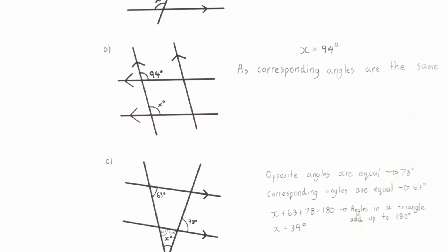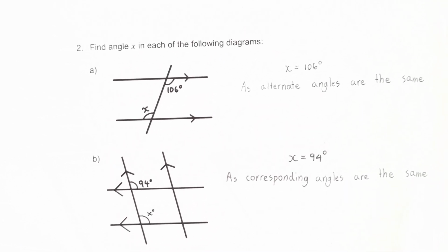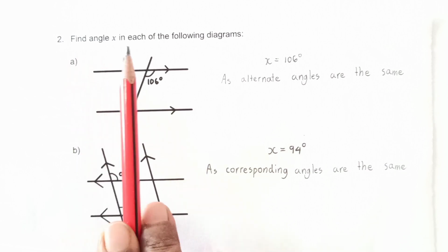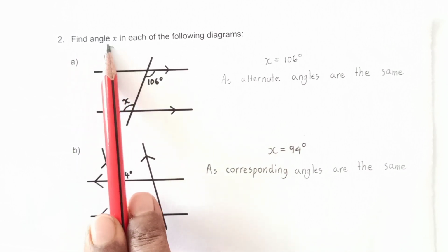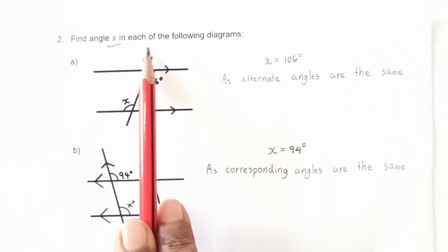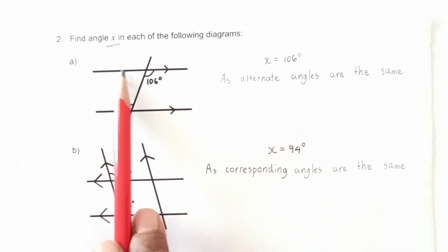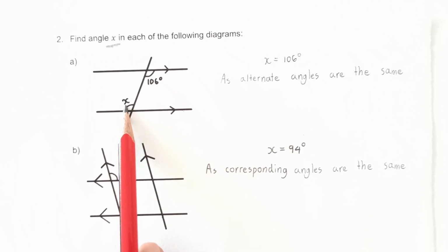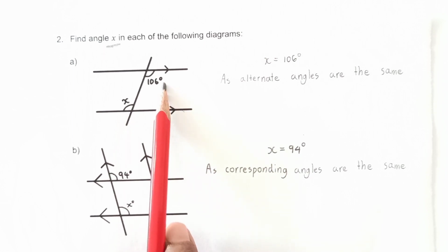Okay, so let's see another kind of question here. These are the questions related to parallel lines. So question number 2 is related to parallel lines. Find an angle x in each of the following diagrams. Now you see we have these 2 parallel lines and we are looking for this angle. This angle is here, this is on the other side.